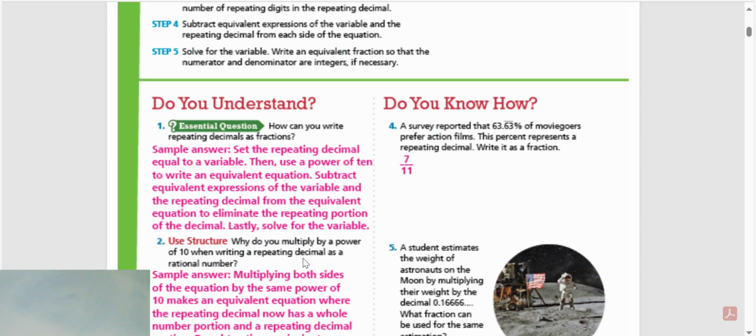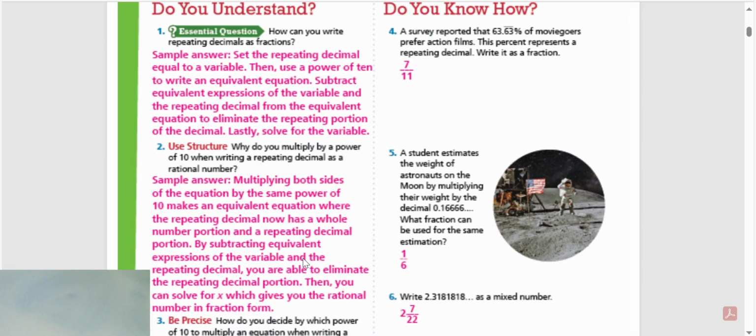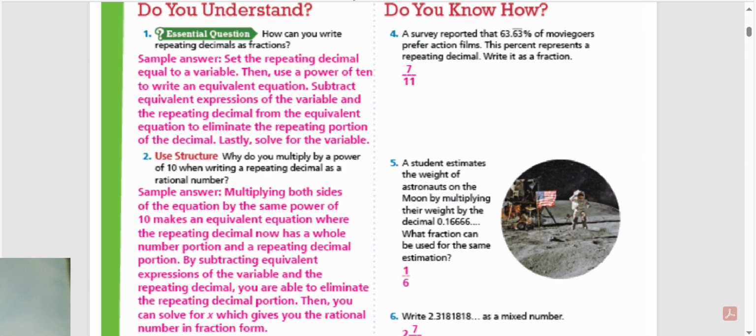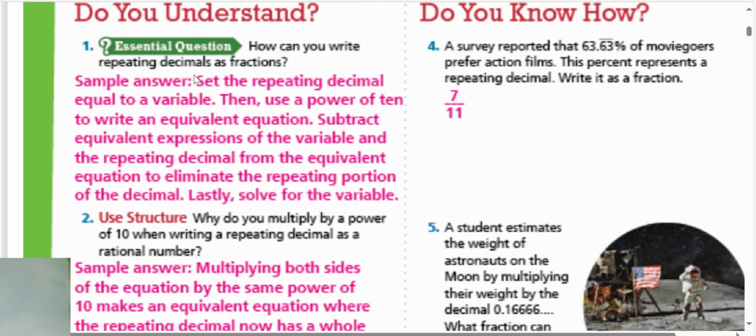Do you understand this example? He asked about the result of this question. How can you write a repeating decimal as a fraction? Simple answer: since the repeating decimal equals a variable, use the power of 10 to write an equivalent equation. Subtract the equivalent expression of the variable and the repeating decimal from the equivalent equation to eliminate the repeating decimal.